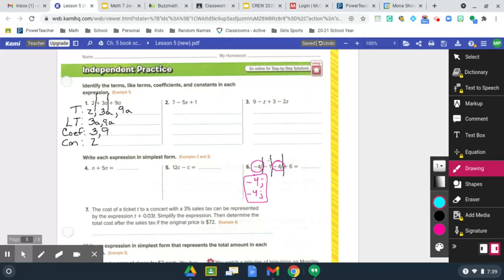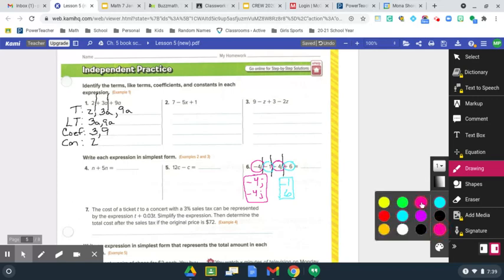And so I see here in the expression -1 and +6. So I'm going to group those together. -1, +6, just like that. So I've grouped all my like terms, and now I need to simplify each grouping.